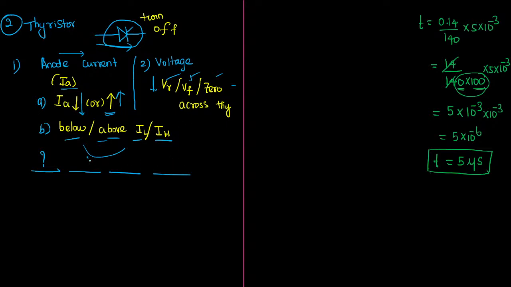So basically you have to drop the answer. They have given four options like this: decrease, increase, below or above, latching current or holding current. Here: reverse voltage, forward voltage, zero voltage. Like that they have framed the options.